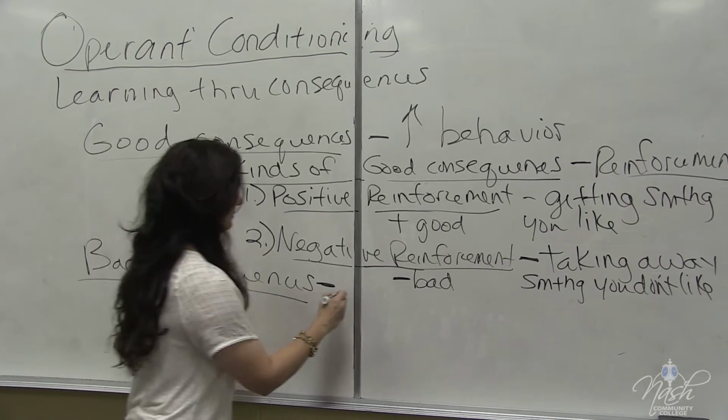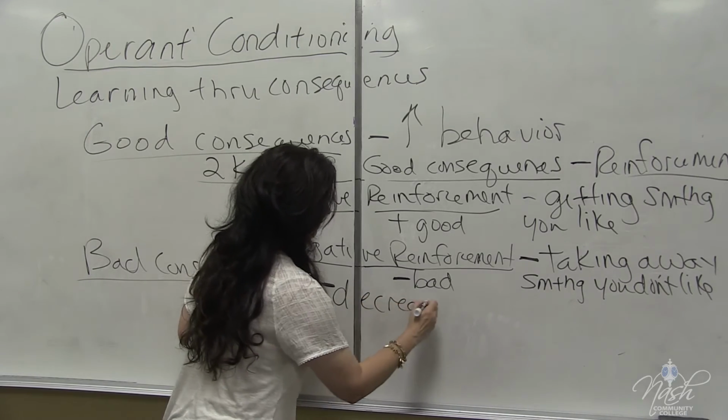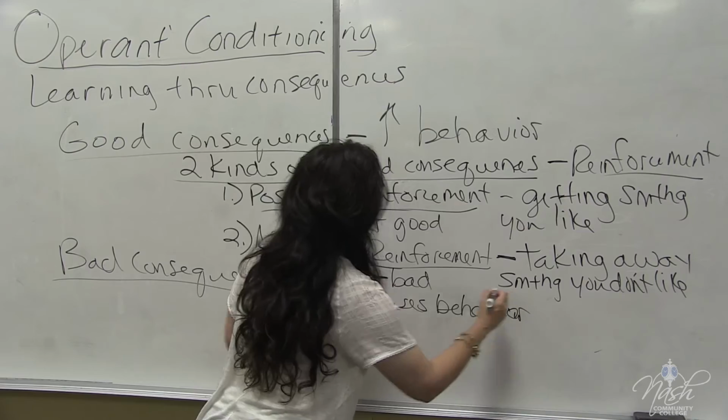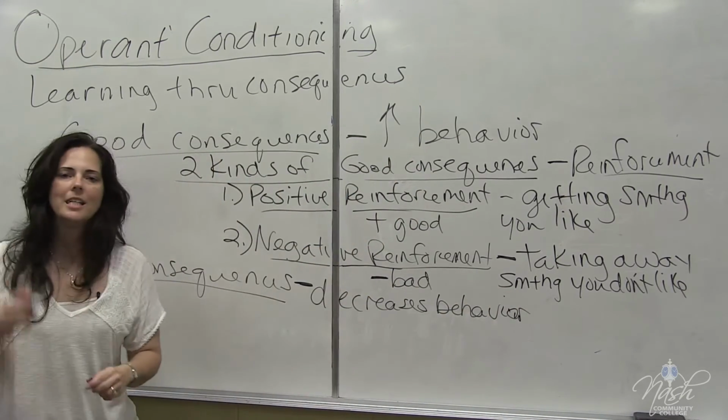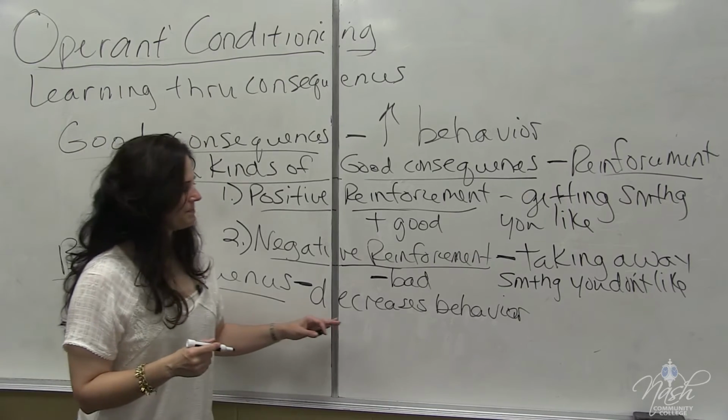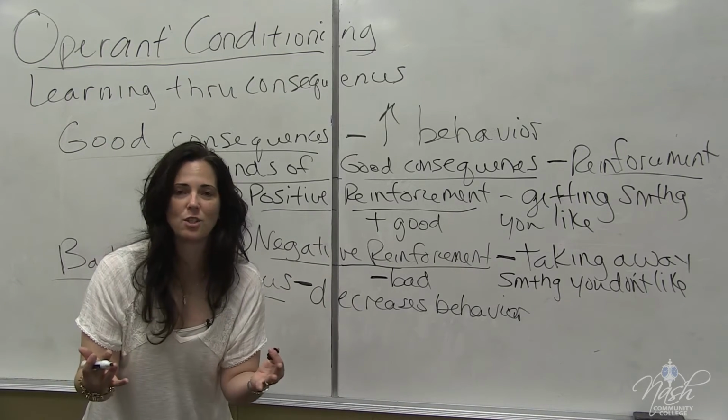Decreases behavior. I could have put the arrow. Should have put the arrow. See, up, this would be down. It decreases behavior. This is too far down. It reduces the chance that you're going to do that behavior again.